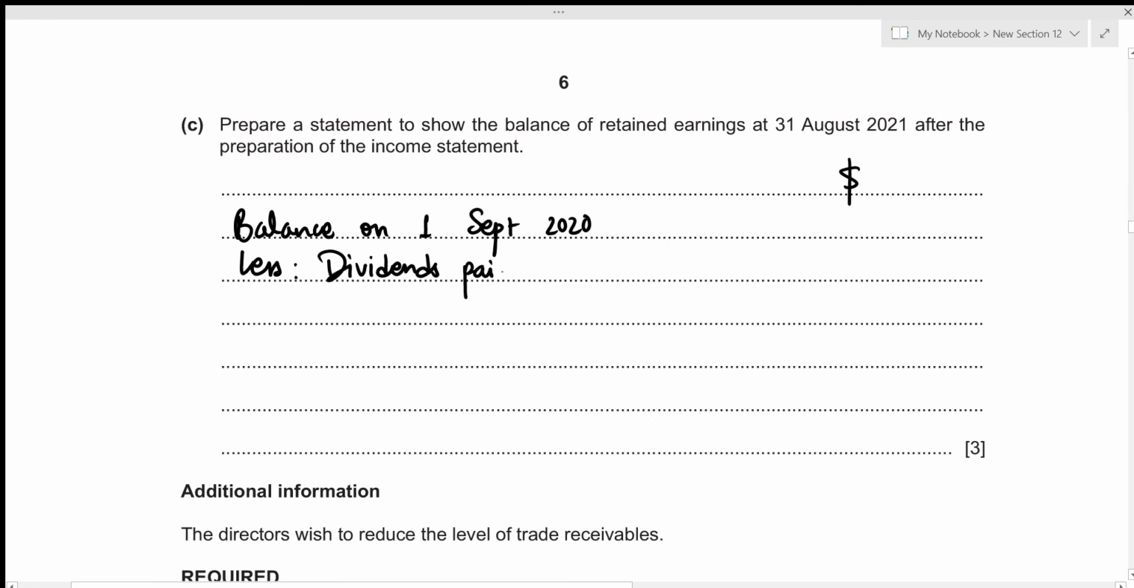Then we always add our profit for the year to the retained earnings. And we already figured out that there was a profit of 1,210. So we just add that to the opening balance. So that's going to be profit for the year. Now this gives the closing balance or the balance on 31st August 2021.